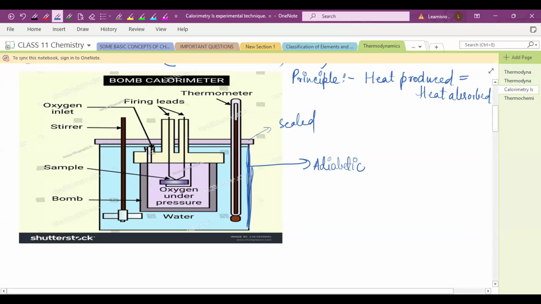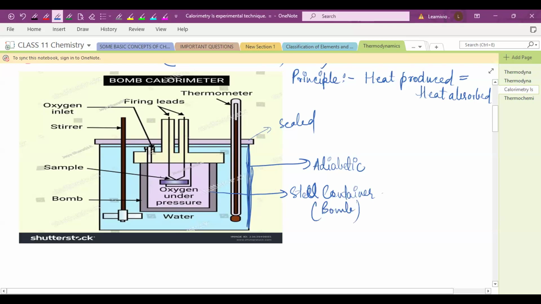in this inner container, this inner container is your bomb. This is known as the bomb. This is basically a metallic or steel container. This is your steel container with known heat capacity. Its heat capacity is known. So this steel container, this small container in the whole setup, is known as your bomb.